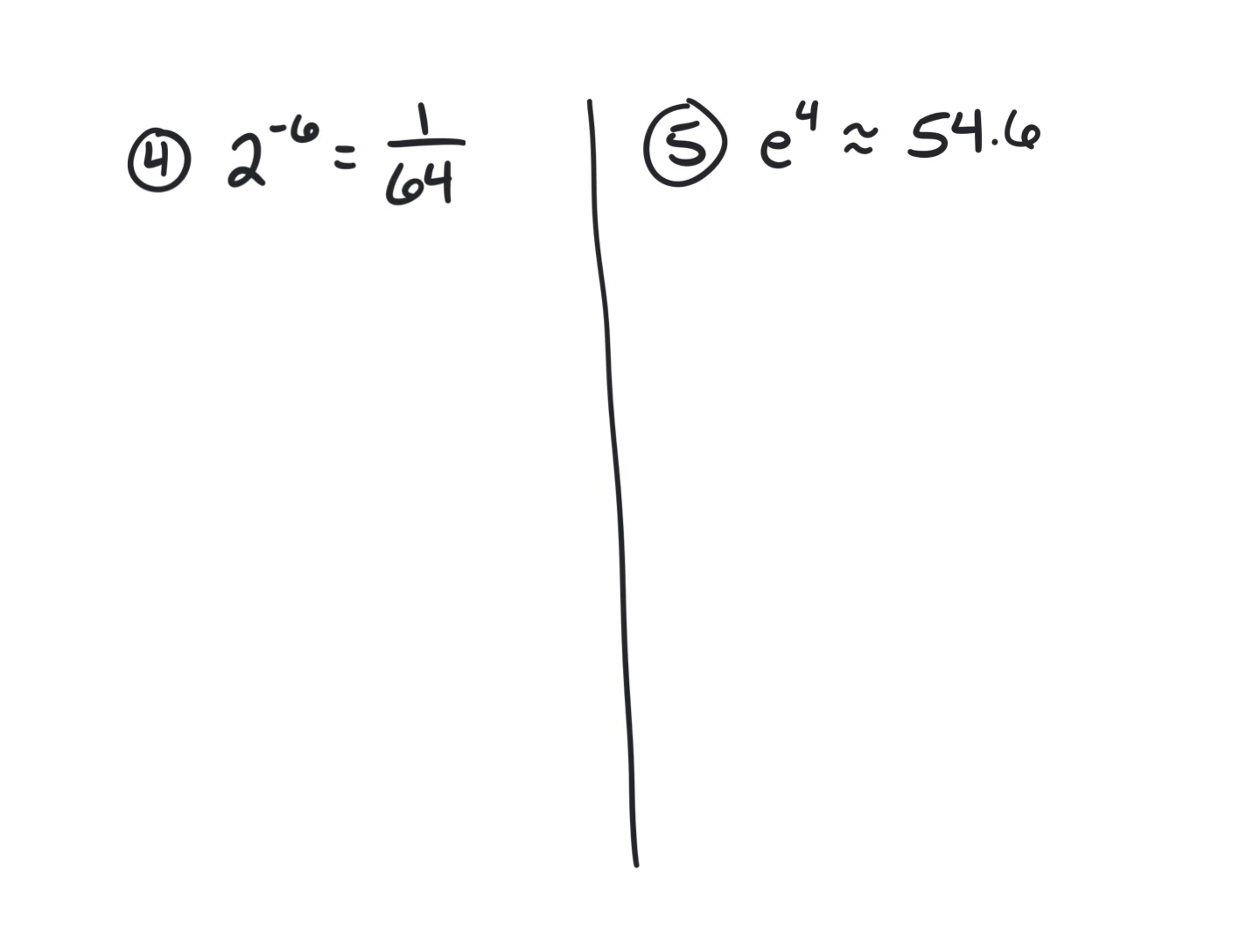Okay, so we want to go into logarithmic form. So obviously I need log. What's my base? 2. So log base 2 of what? 1 over 64 equals, circle back around, -6.